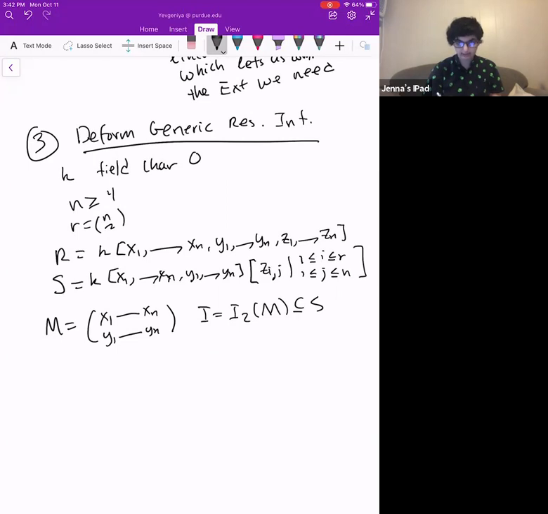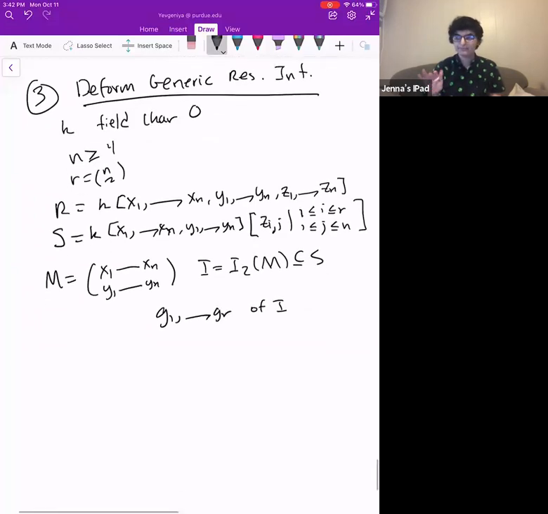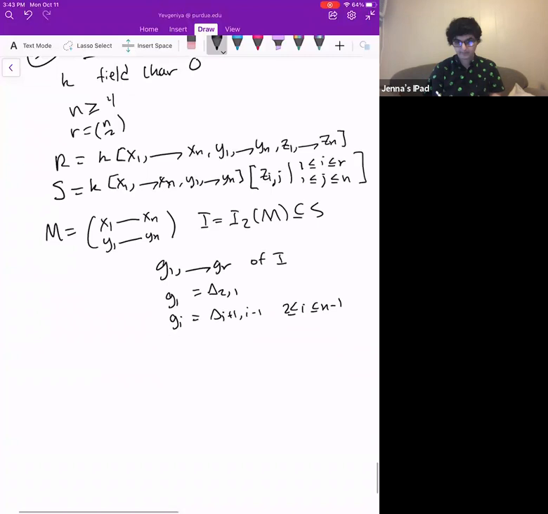And again, without loss of generality, we can pick generators G1 through Gr of I. And we're going to pick them in a way that's probably going to look familiar. We're going to say that G1 is delta 2,1. G_i is delta i plus 1, i minus 1 for 2 less than or equal to i less than or equal to n minus 1. And G_n is equal to delta 1,n minus 1. And the rest of the generators can be whatever we want them to be. Generally speaking, they're just the other minors.